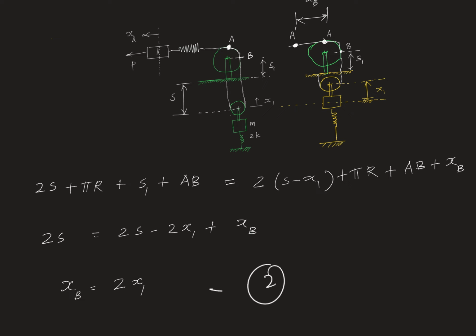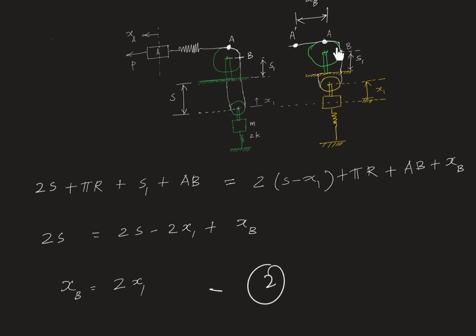Now this length of the rope or the string cannot change when the whole system gets deformed, or when you apply an xa displacement to this particular mass. This point moves by xb, but the length should remain the same. Now what is the new length? S minus x1, because the initial length was s, this mass moves by x1, so this length is now 2 times s minus x1, plus this one remains the same, half of the perimeter.